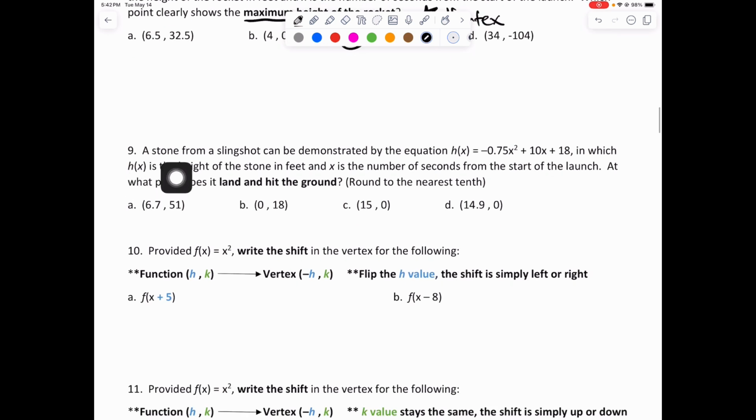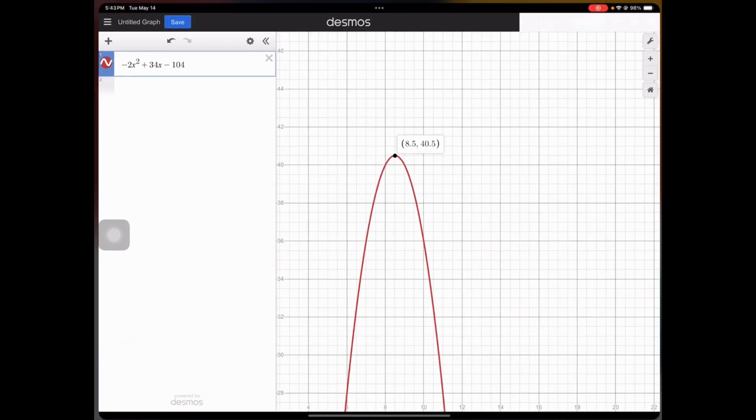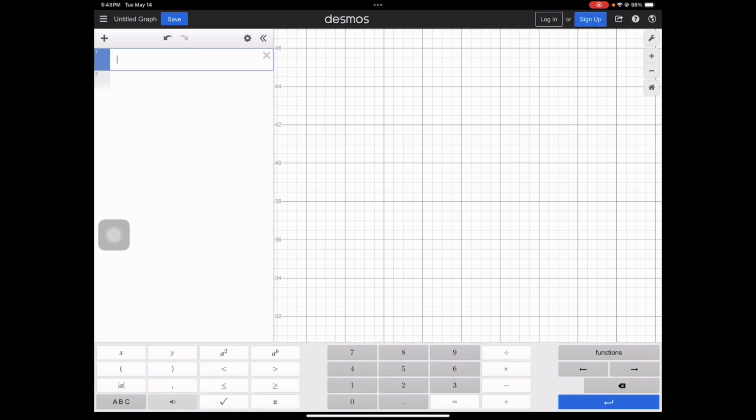Now, number 9. A stone from a slingshot can be demonstrated by the equation h of x equals -0.75x² plus 10x plus 18, in which h of x is the height of the stone in feet and x is the number of seconds from the start of the launch. At what point does it land and hit the ground? Round to the nearest tenth. Let's go ahead and put in that function, -0.75x² plus 10x plus 18, into Desmos.